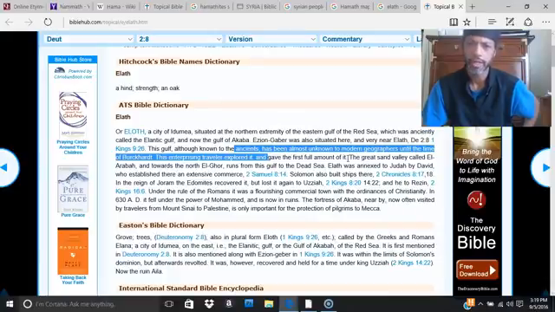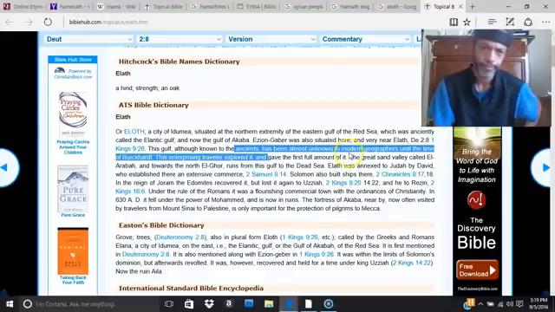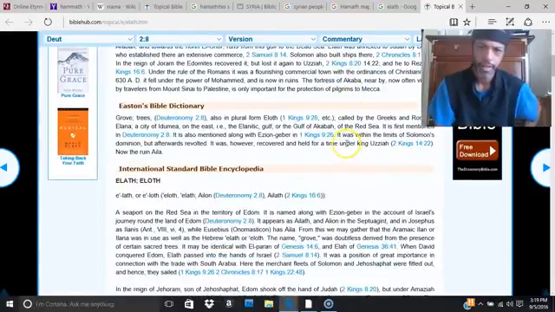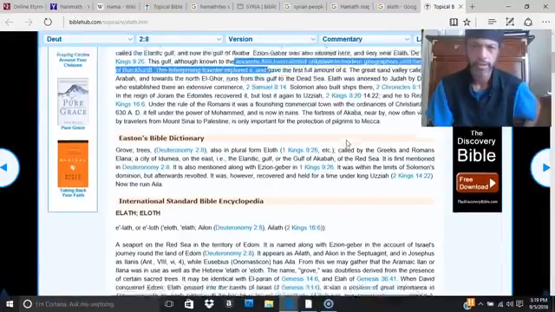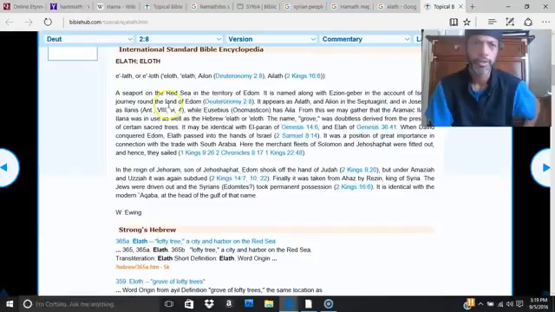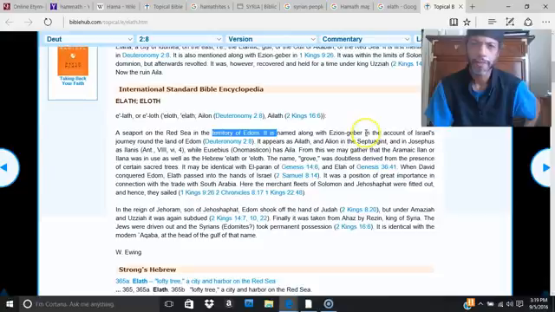The fortress of Akaba nearby is often visited by travelers from Mount Sinai to Palestine. It is only important for the protection of pilgrims to Mecca. Okay, so that is their claim. Excuse me, I just saw a Septuagint. Alright, it's a seaport on the Red Sea in the territory of Edom named Ezion Geber, and the account of Israel's journey around the land of Edom appears as Eliath or Alon in the Septuagint, and in Josephus as Alas.